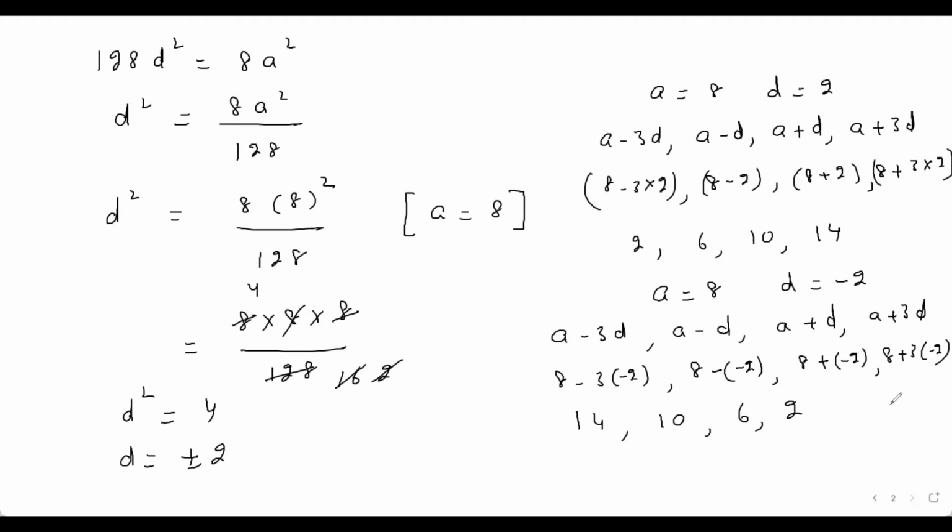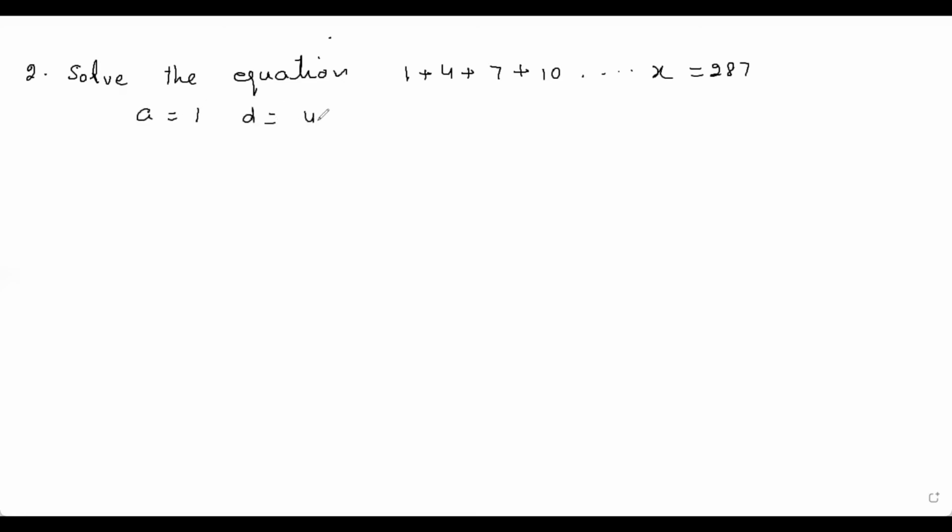Now sample question 2. Solve the equation 1 plus 4 plus 7 plus 10 up to x is equal to 287. We have to find the value of x. Now here a is equal to 1, d is equal to 4 minus 1, that is 3, an is equal to x, and Sn is equal to 287.